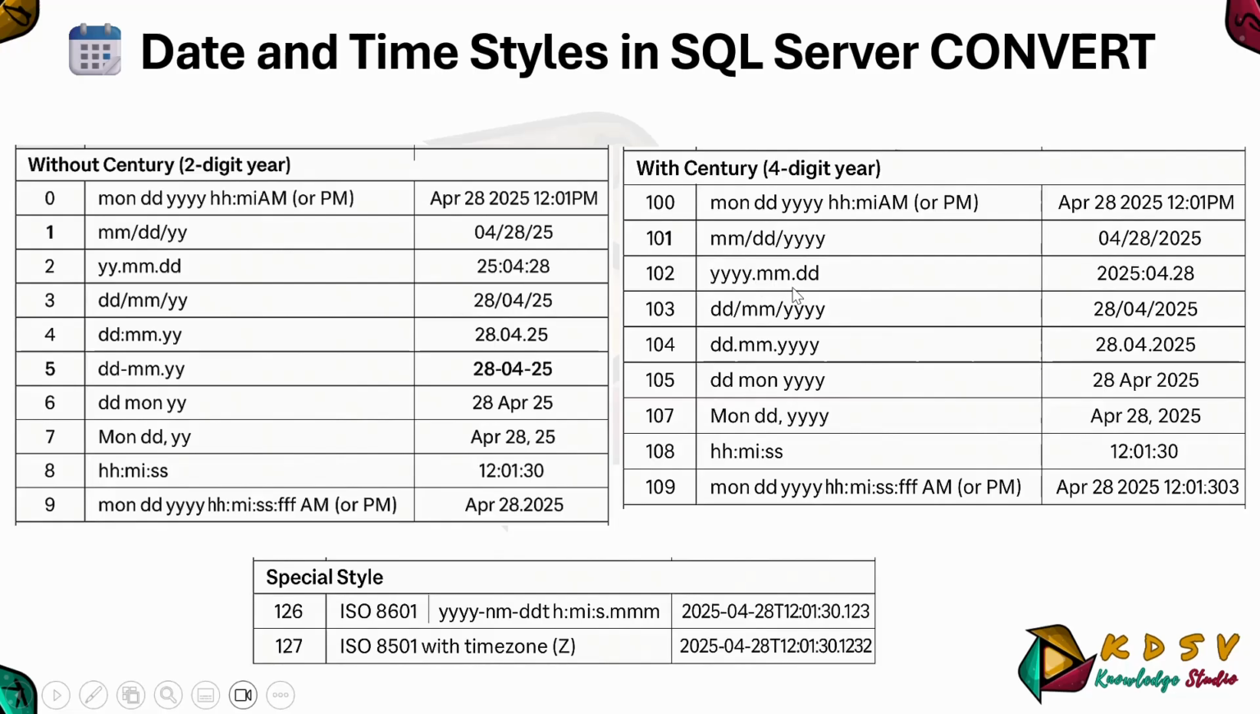And if you want to have only the time, you can use 108. Based on your scenario, how you want to convert this date type to string, you can use these style parameters. And also we have special styles 126 and 127. These all will give date and time in the ISO format. One is for ISO 8601 and one is for ISO 8501.